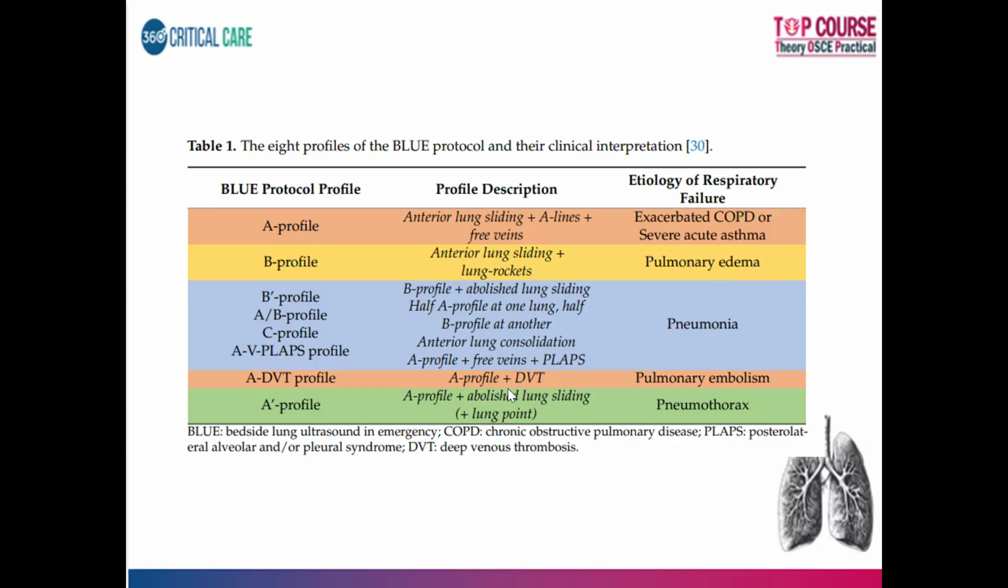Okay. So A dash profile is A profile with abolished lung sliding, wherein you also see a lung point. So I told you earlier, presence of B lines, think of alternate pathology in the absence of lung sliding. So if you see absent lung sliding, A profile being present and a lung point present, then it is labeled as A dash profile, and then the diagnosis would be pneumothorax.